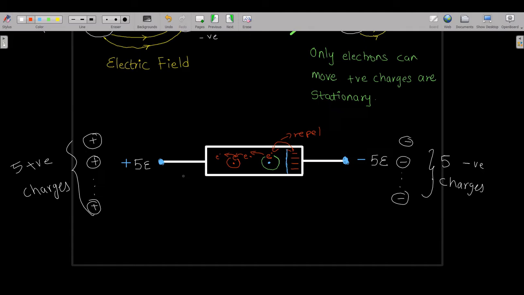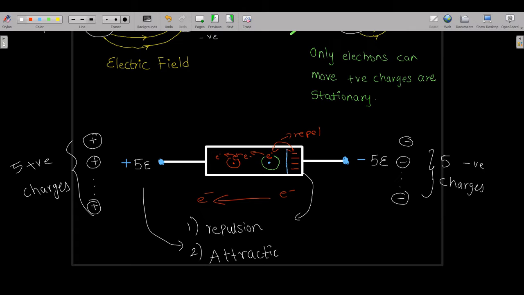But what I want to tell you is that here the process would be very much quicker. That means the movement of electrons from this point to this point would be fast. Why? Because of two reasons. One, due to repulsion of these negative charges, and two, due to attraction of these positive charges. I hope you are getting me.